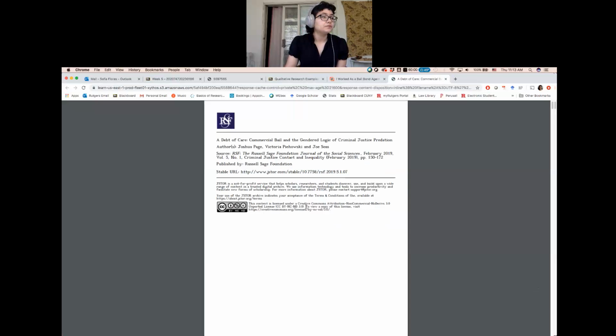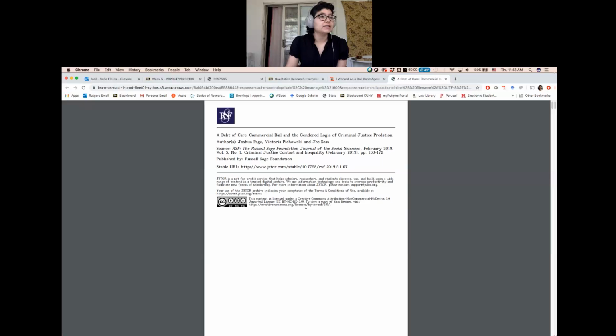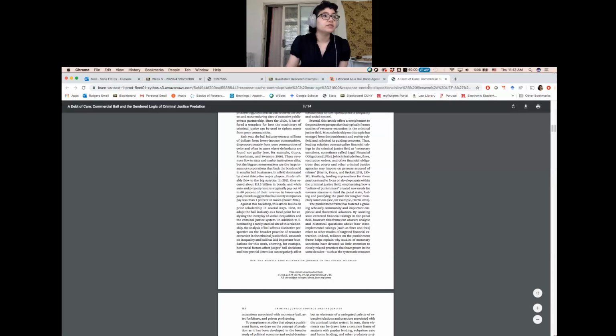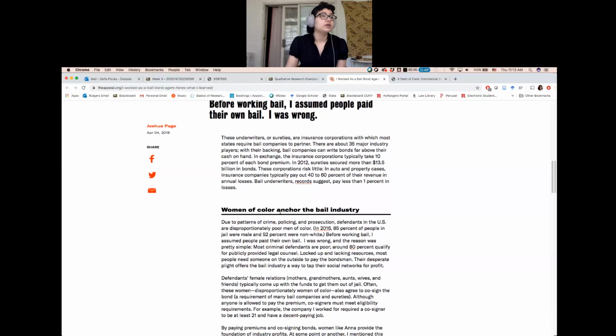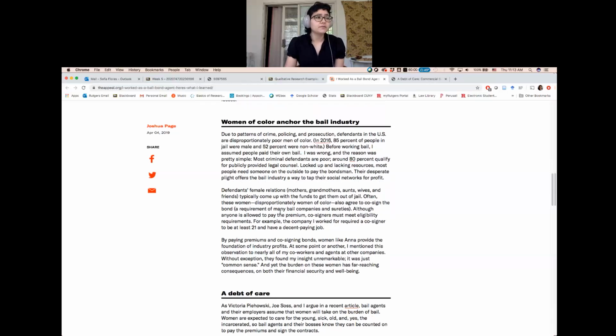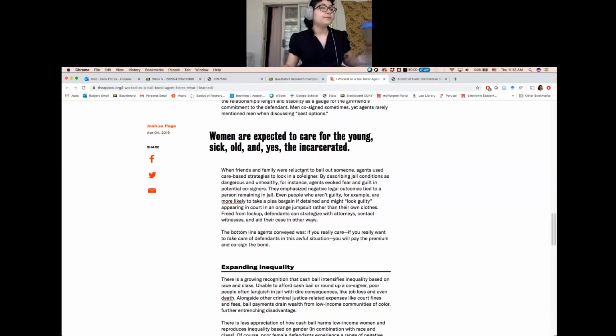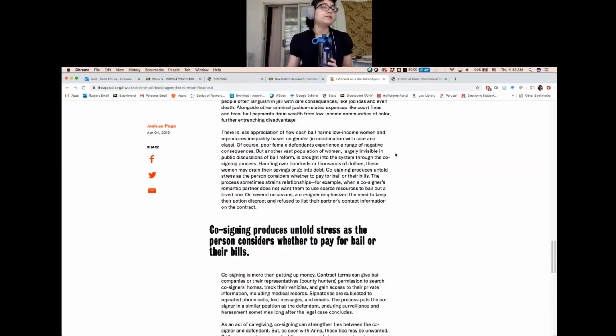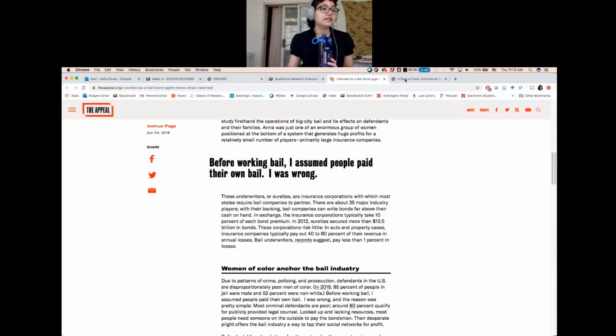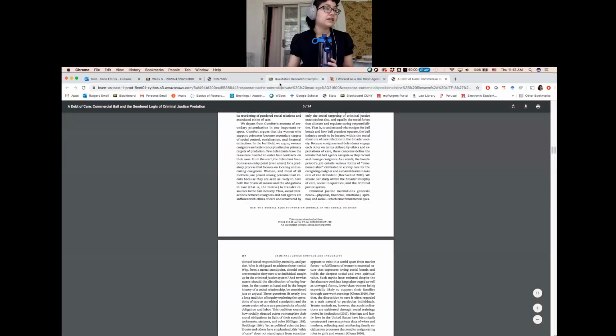This has two components. If you want to do the bail one, there's this brief article that gives you a primer on the background of bail. Then it talks about how women are expected to care and are targeted by bail bondsmen to pay bail. So you would read that and skim this, if that's the one you choose. Remember, you only need to choose one.